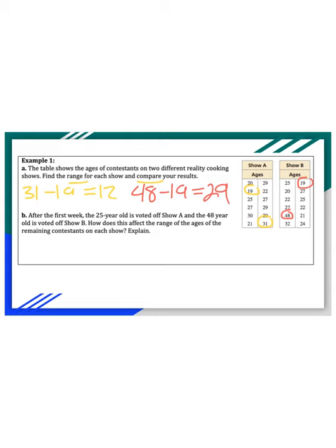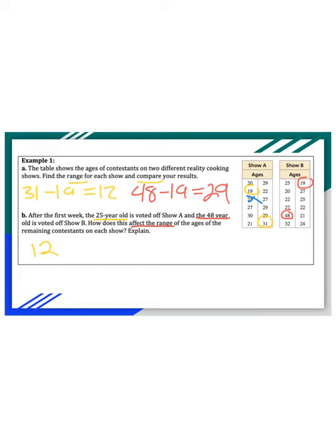For question B, we can see that after the first week, the 25-year-old is voted off of show A, whereas the 48-year-old is voted off of show B. Our question is, how does this affect the range of the ages of the remaining contestants on each show? Well, if we take out the 25-year-old from show A, that is not one of our minimum or maximum age values, so the range for show A is going to remain at 12.